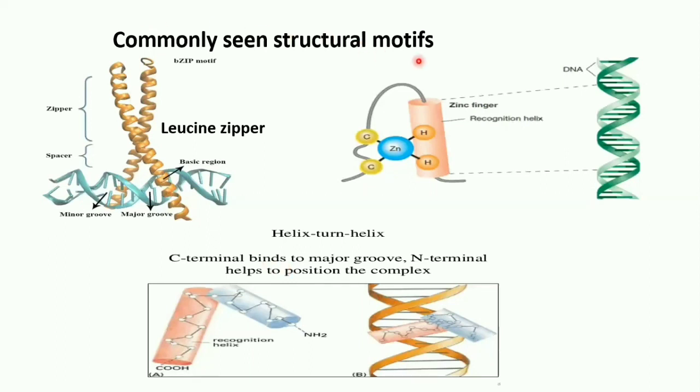These are commonly seen structural motifs like the leucine zipper. Here the major amino acid seen is leucine. See, this is the DNA, the double helix DNA structure, and these are the leucine zipper. Here, can you see there is zinc? This is the zinc finger. And then here there is the helix-turn-helix. This is the DNA and this is the helix. So these are the commonly seen structural motifs. They are the DNA regulatory proteins.